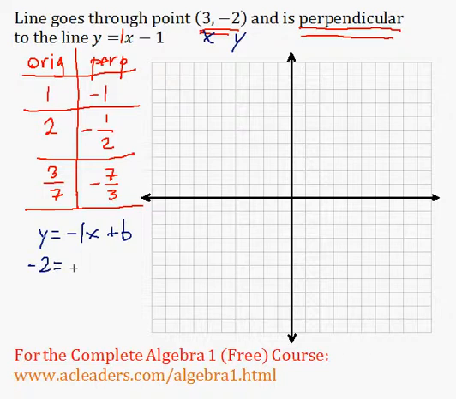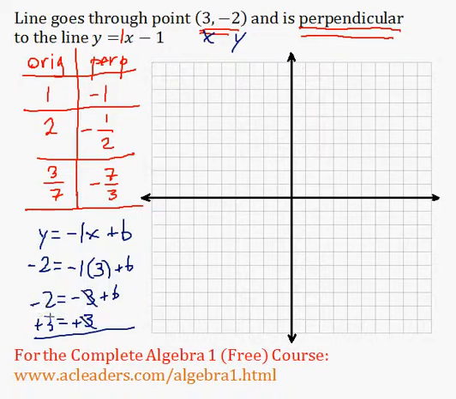Negative 2 equals negative 1 times 3 plus b. Negative 2 equals negative 3 plus b. So I can add 3 to both sides of the equation. Negative 2 plus 3, 1, equals b. There we go. So what is our equation going to be? Just y equals negative 1x, or just negative x plus 1. So that is basically our final answer.